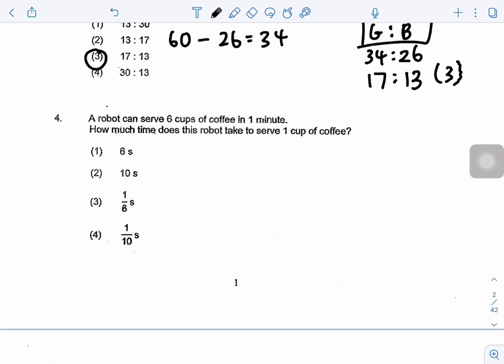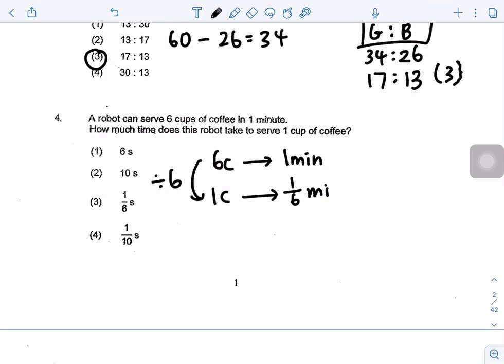Question 4. A robot can serve 6 cups of coffee in 1 minute. How much time does this robot take to serve 1 cup of coffee? 6 cups, 1 minute, 1 cup, here to here, divide by 6. So this will be 1 over 6 minutes. 1 over 6 minutes is the same as, 1 minute is 60 seconds, right? 60 seconds times 1 over 6 equals 10. 10 seconds. Answer is 2.